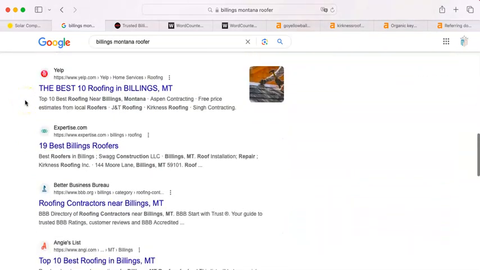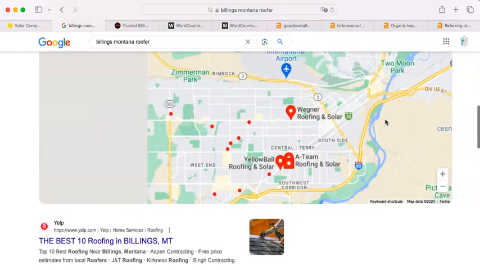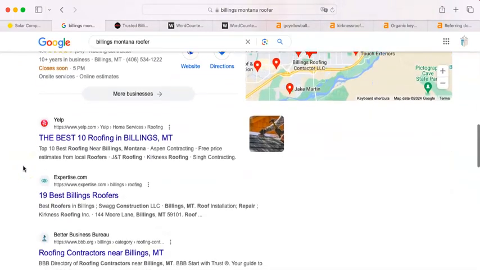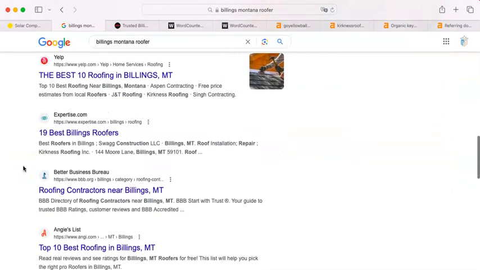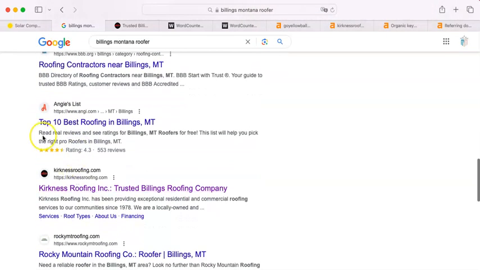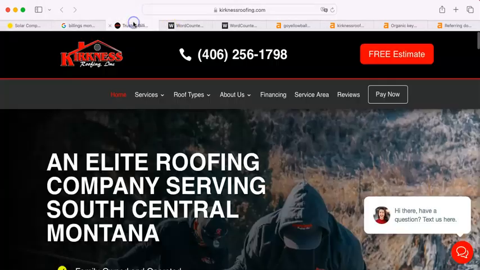Now, underneath that, we have what we call the organic search results. These are the result of the Google algorithm. Now, I've told you one of the things that the algorithm is looking for, and that is filling out a Google business profile. The second thing it's looking for is content. Now, if I scroll down, you'll see that a bunch of these first ones are actual lists that other people put out. So the first actual roofer that I find is Kirkness Roofing. And I'm going to show you their site.